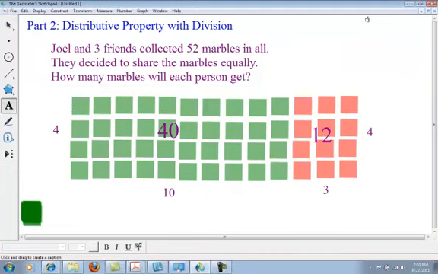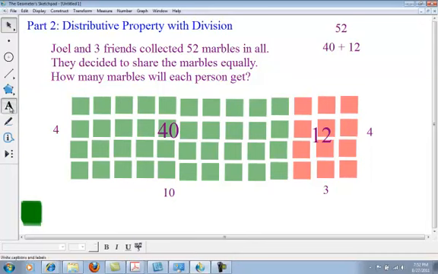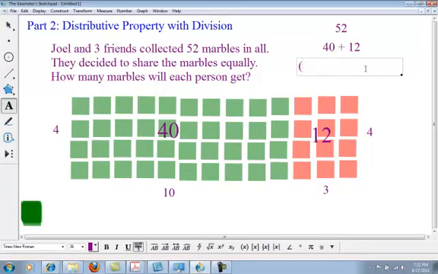Now let's take a look at what this would look like in symbols and numbers. I started with 52. I don't know what 52 divided by 4 is, but I know that I can break 52 down into a multiple of 10 and 4, which is 40, and then whatever's left over to get to 52, and that's 12. Well, since I'm trying to divide it by 4, I'm going to think, what times 4 gives me 40? So let's look at this. 4 times what is 40, and 4 times what is 12.